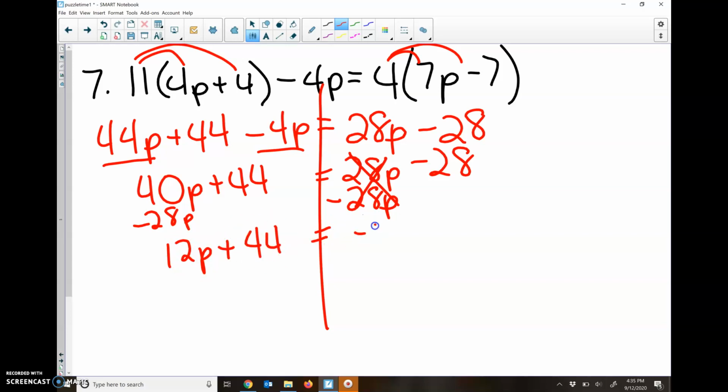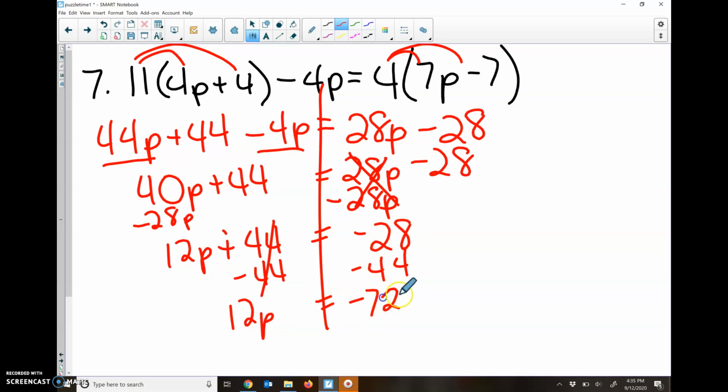Okay, then we have a plus 44 here. Then end up subtracting 44 from each side. So then I got 12p. And then negative 28 minus 44 is negative 72. Divide both sides by 12. And negative 72 divided by 12 is a negative 6.